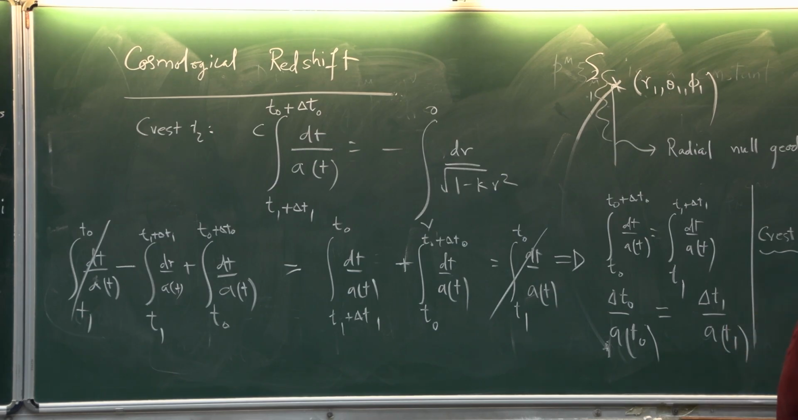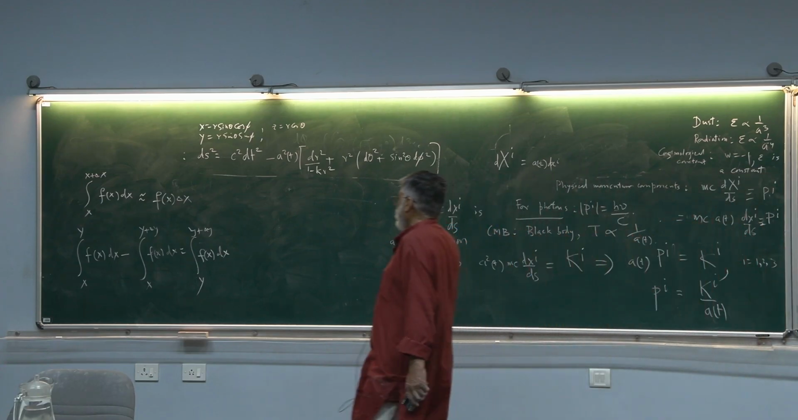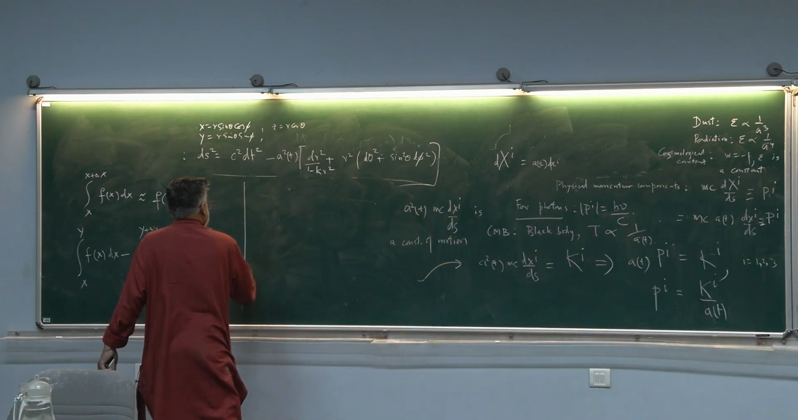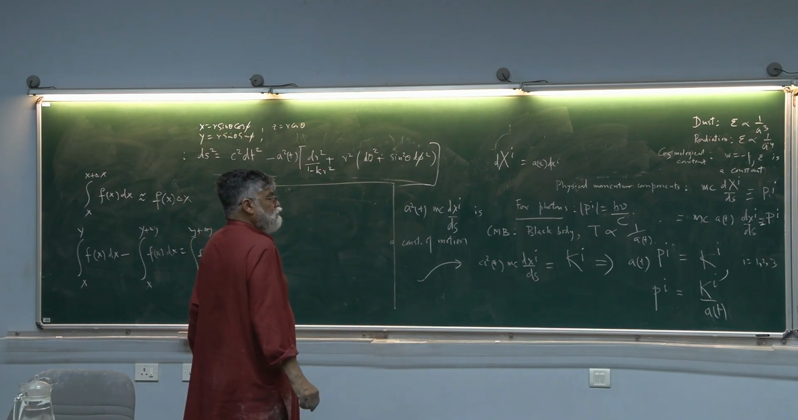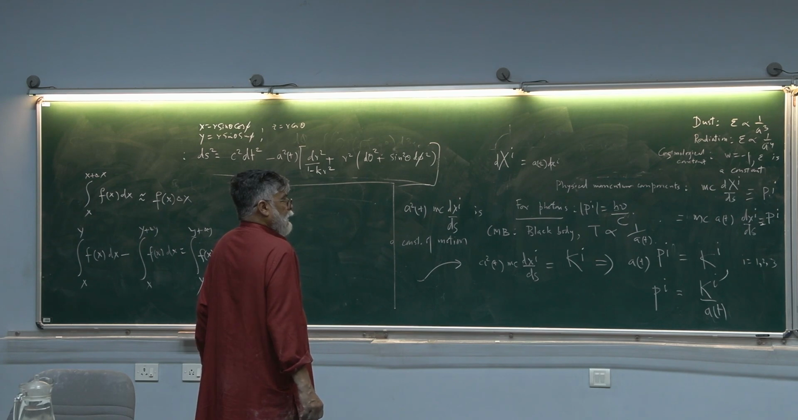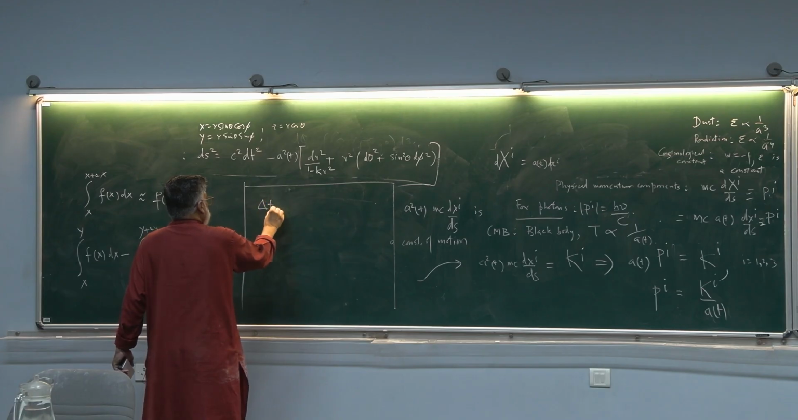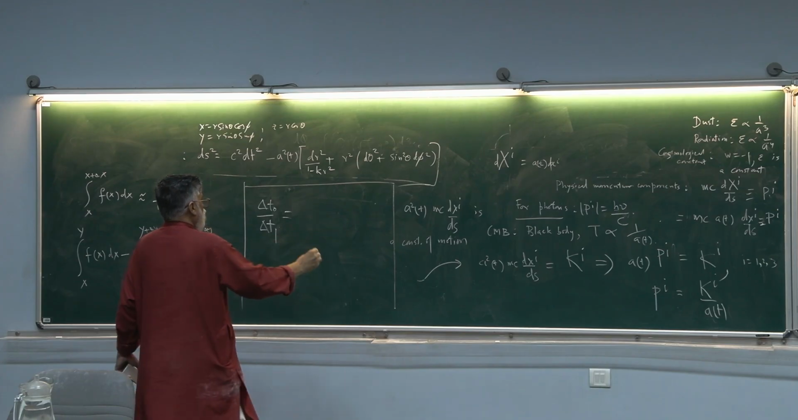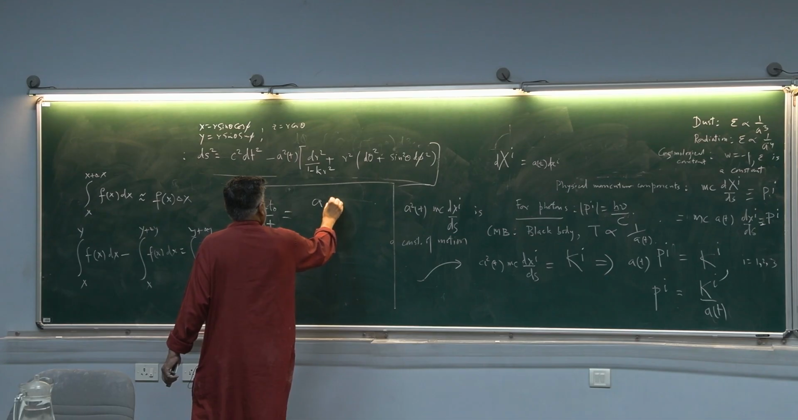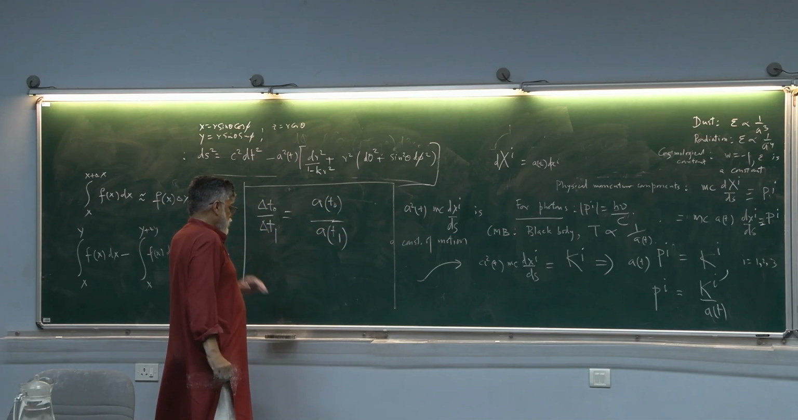We have got a fantastic result. So let's write down the result first, and then we'll do the physical interpretation. What is the result we have got? We have found that delta T0 by delta T1 is equal to A of T0 by A of T1. This is the equation we have got.